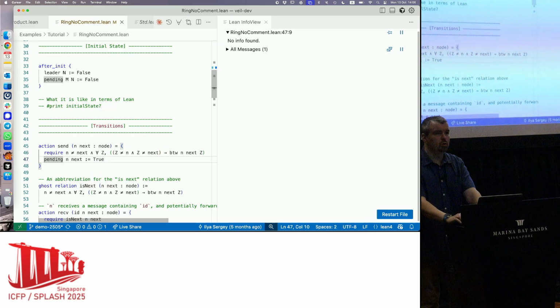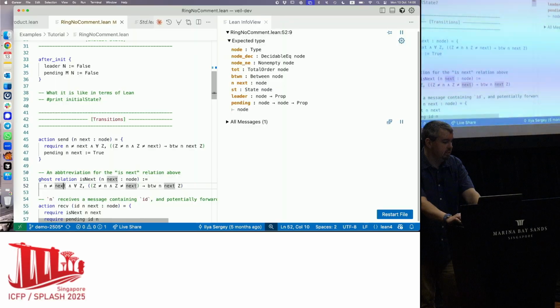So far, so good. Those of you who have seen some TLA+, this is actually not very different. In TLA+, everything is a record or an array, and you basically set the entries of certain arrays to particular values. So this is about sending.